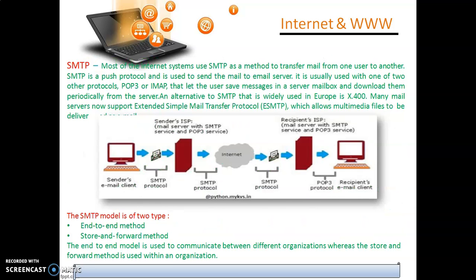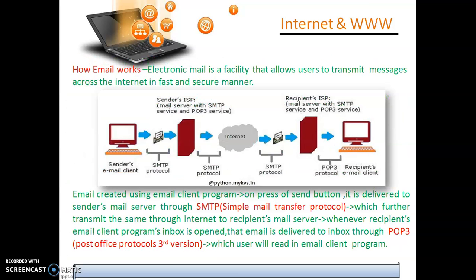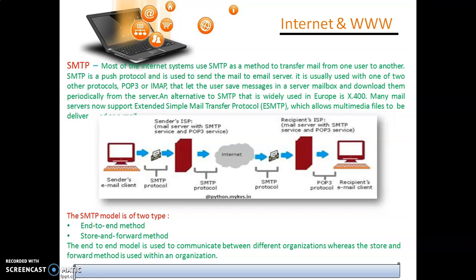Now we have studied two things. Email works with the help of two things: the SMTP protocol and the POP3 protocol, so we have to use both. SMTP is the Simple Mail Transfer Protocol, and right now we are using extended SMTP. In today's scenario, we are using two types, end-to-end and store and forward. End-to-end is used between different organizations at different places, whereas the store and forward method is used within an organization.